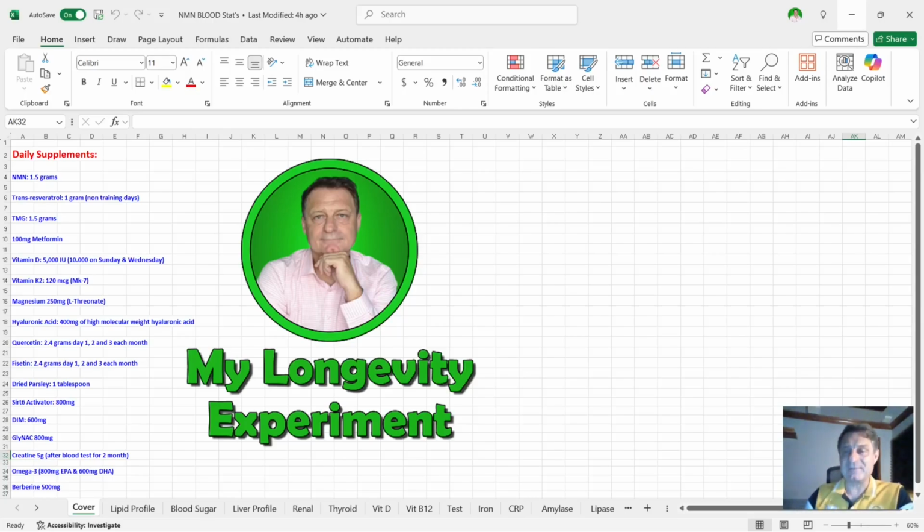I was taking a gram a day, and you may have noticed that in my last blood test, it had dropped down to under the reference range. So this time I dropped it back down to 500 milligrams, and we'll see in just a while what my blood glucose levels are now that I'm on 1 gram of metformin and 500 milligrams of berberine.